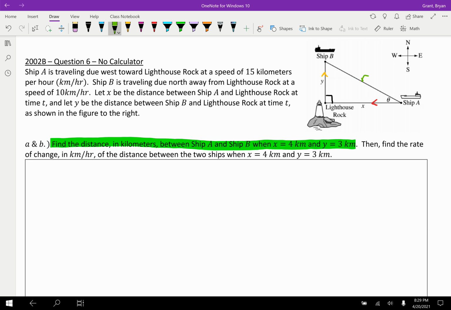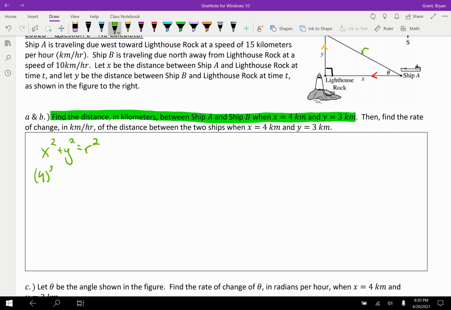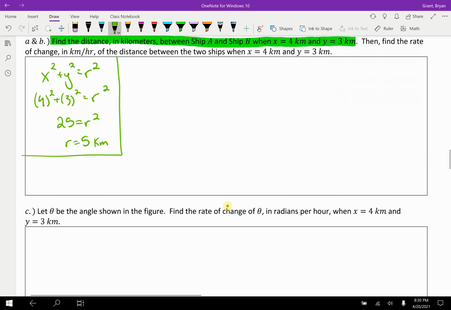We need an equation, and we know, or hope we know, that x squared plus y squared is equal to r squared. If you're doing distances of a right triangle, the Pythagorean theorem is your friend. In this case, we have 4 squared plus 3 squared equals r squared. 16 and 9 is 25. And maybe you recognize that as a Pythagorean triple. So the distance between the 2 ships is 5 kilometers. Lovely. Now what? Find the rate of change in kilometers per hour of the distance between the ships.